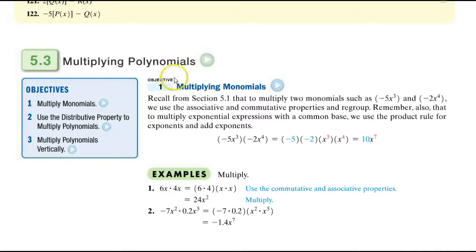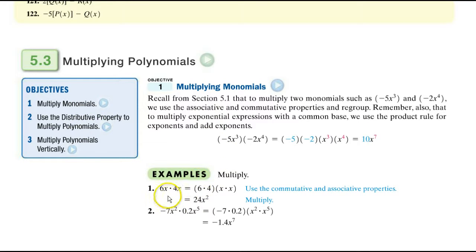Going on to topic 3 now of chapter 5, multiplying polynomials. And recall that here we have a monomial and a monomial, and if we wanted to multiply them, we could rearrange things so that the two numerical coefficients are together, and then the two variables are together, and then we would just multiply this, get a positive 10, and then here we add our exponents. So that's basically the technique, and some of the other objectives are listed here.